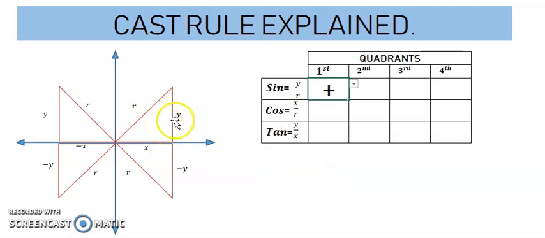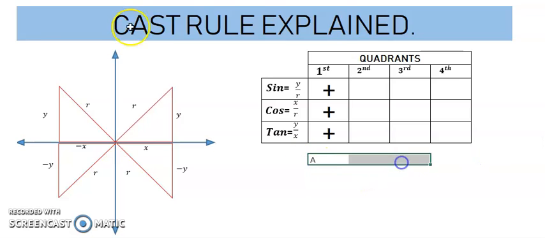Let's look at cos. Cos is x over r. And I can see that x is positive. I can see r is positive. So therefore, a positive divided by a positive, again, gives me a positive. Therefore, cos is positive in the first quadrant. Next, let's look at tan. Tan is y divided by x. And if I look at my first quadrant, I see y is positive and x is positive. Therefore, a positive divided by a positive also gives me a positive. And therefore, we conclude by saying all our ratios are positive in our first quadrant. I hope that is clear.